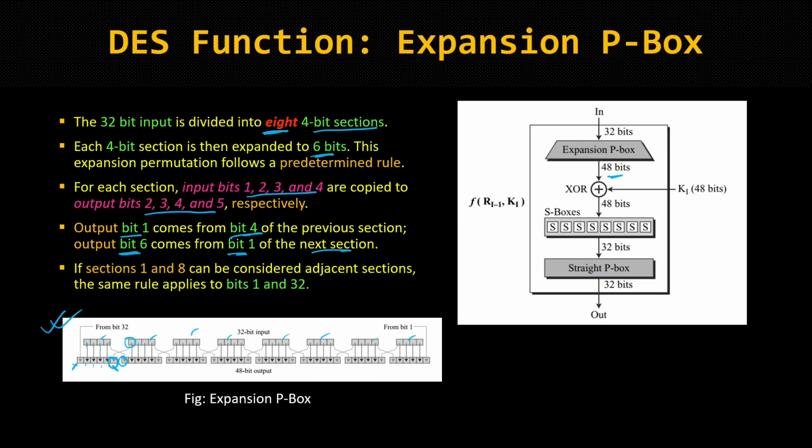One thing that you need to notice: the first output bit is coming from bit 32. If sections 1 and 8 are considered adjacent sections, we can see that output bit 1 is coming from bit 32, and output bit 48 is coming from bit 1 of the input, right? So basically this is how the expansion P box works.